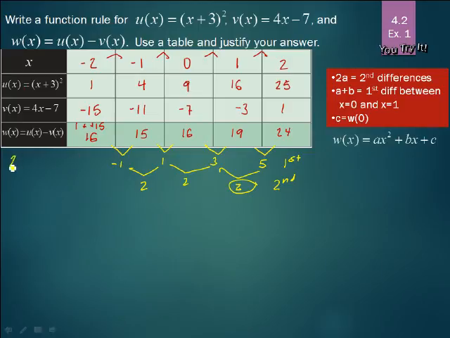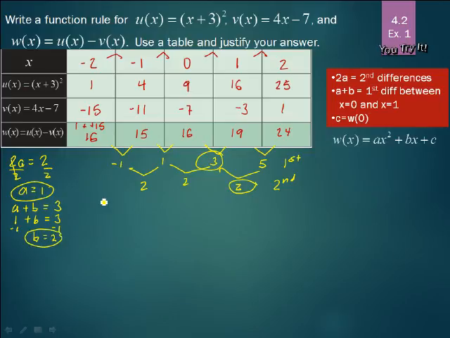So we know that 2a will equal the second difference, which in our case was 2. So then solving that, we can divide each side by 2. So we get that a equals 2 divided by 2, which is 1. And then we can also solve for b. So we know a plus b equals the first difference between x equals 0 and x equals 1. The first difference is 3. So a we know is 1, plus b is 3. So we can subtract 1 on each side. And so b will equal 2.